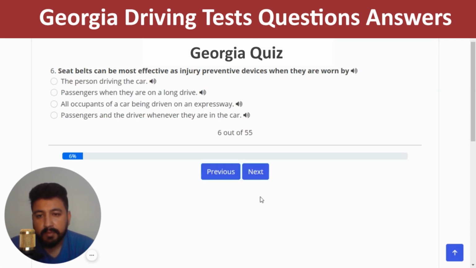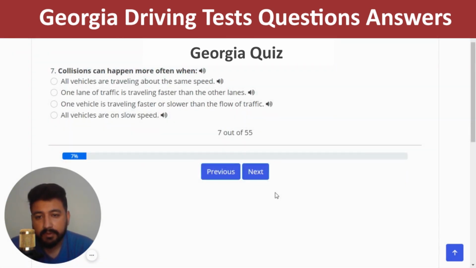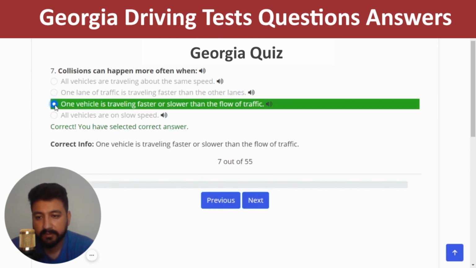Seat belts can be most effective as injury preventive devices when they are worn by, the right answer of the sixth question is, passengers and the driver whenever they are in the car. So I'm going to click on the last option, which should be the right one. Yeah, and next. Collisions can happen more often when, the right answer is, one vehicle is traveling faster or slower than the flow of the traffic. So looking like the third option is the right one.